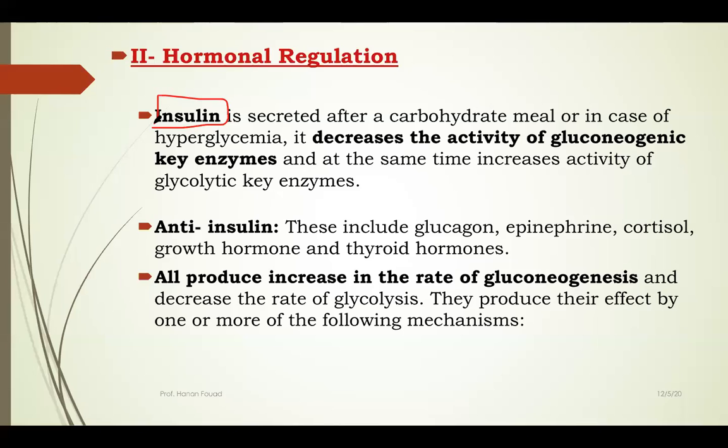Gluconeogenesis starts during starvation, but anti-insulin hormones make the reverse. Anti-insulin hormones are liberated during starvation. These hormones are glucagon, epinephrine, which is adrenaline, cortisol, growth hormone, and thyroid hormone. All these are anti-insulin hormones. All these hormones inhibit glucose oxidation and increase the synthesis of the enzymes of gluconeogenesis.